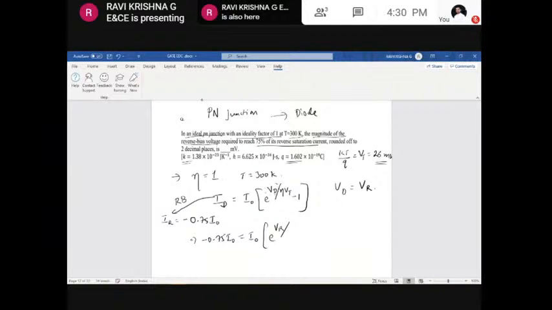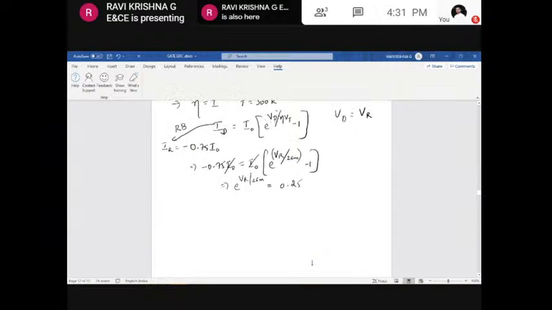If you substitute all these values, that is 26 millivolts, this I naught will cancel out, and we just solve e to the power of VR divided by 26 milli, which is equal to 0.25. Because if I shift this minus 1 to the other side, it will be plus 1, and 1 minus 0.75 will be 0.25. This is again a simple direct substitution. Here we need to calculate by taking log base e on both sides.